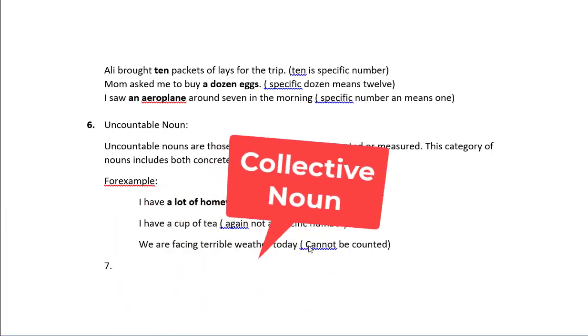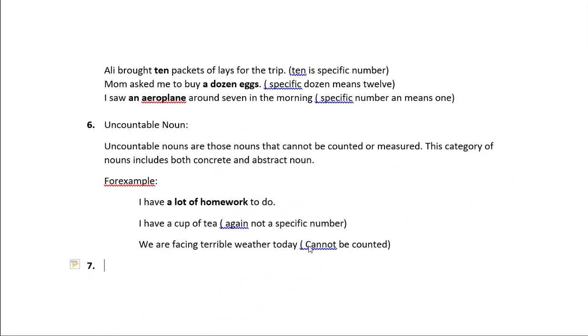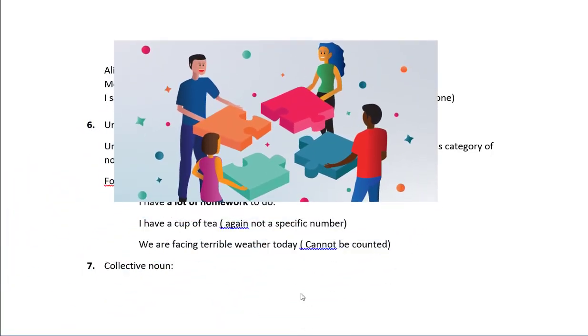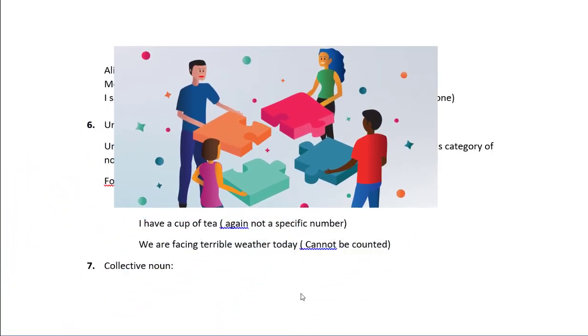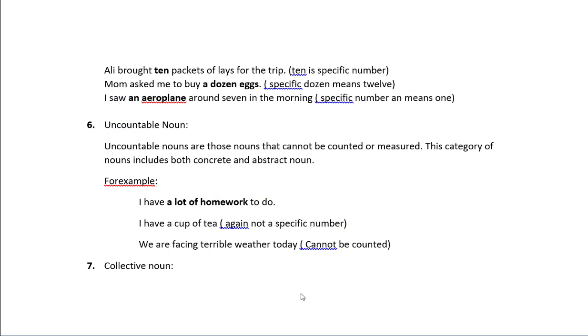Now we are moving toward the seventh type of the noun, that is the collective noun. So what is the collective noun? We can understand from the topic name. Its name gives some definition itself, that collective means something in a group. These are nouns which name words that are used to denote a group of objects, animals, or people. Okay, so we can define it somehow.